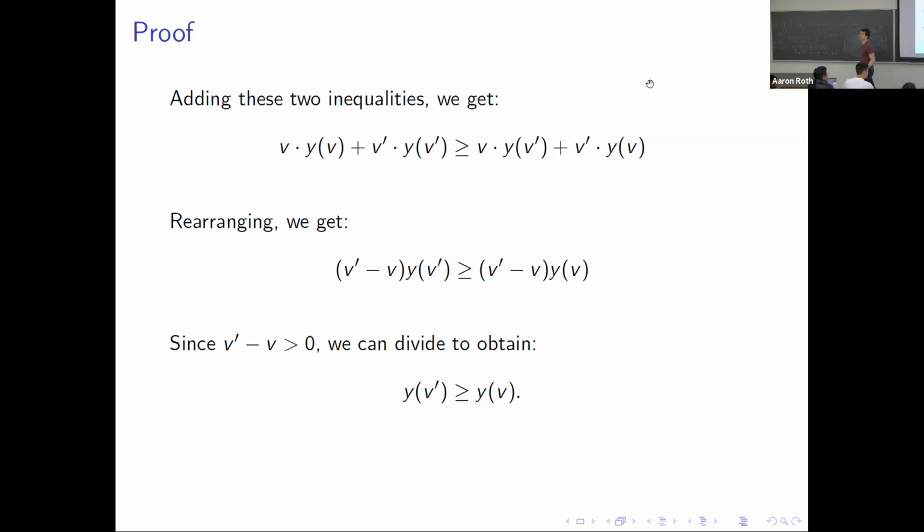And the only thing we started with was the assumption that V prime was bigger than V. So we've just established that if V prime is bigger than V, then Y of V prime had better be bigger than Y of V, which is exactly the monotonicity property. So if you handed me a truthful mechanism, irrespective of what the payment rule was, the allocation rule had better be monotone. That completes the other direction of the characterization.